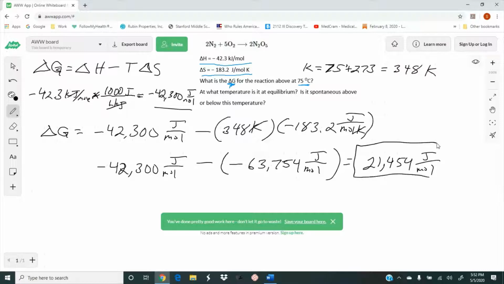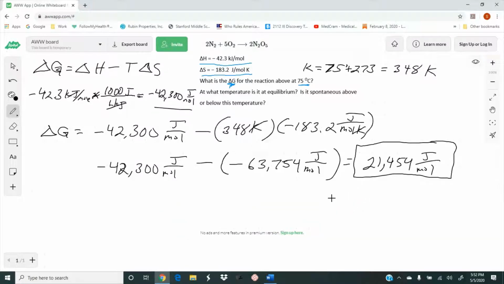And that makes this reaction, at this temperature, not spontaneous. If you'd been asked to answer this in kilojoules per mole, then I can just go ahead and convert it. 21,454 joules per mole times 1 kilojoule for every 1,000 joules. That's going to give me 21.45, or 21.5 kilojoules per mole.